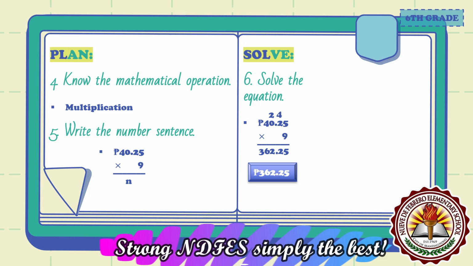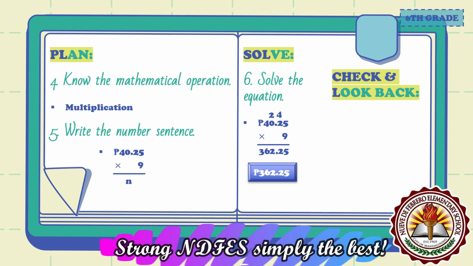Now, the last step. Check and look back. Since we use multiplication in solving the problem, we will use division, the inverse of multiplication, to check our answer. Divide the amount paid for the notebooks by the total number of notebooks bought.